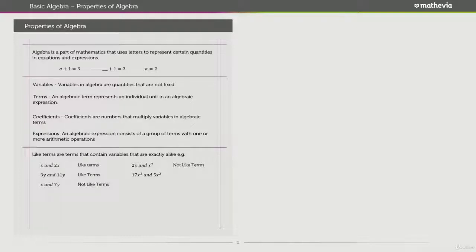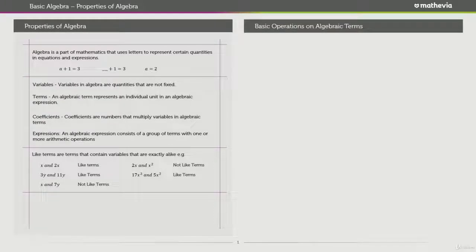What about 17x squared and 5x squared? Now we have x squared and x squared, and yes, these are like terms. What is the relevance of this? Why are we talking about like terms? Basically, these apply to basic operations on algebraic terms. You can add and subtract like terms. Just keep that in mind.